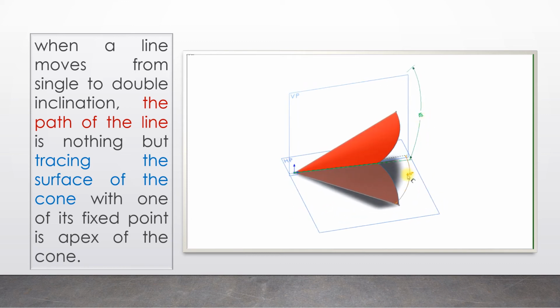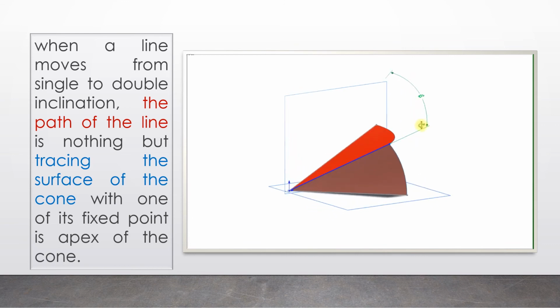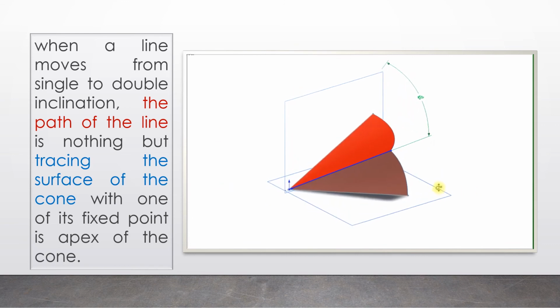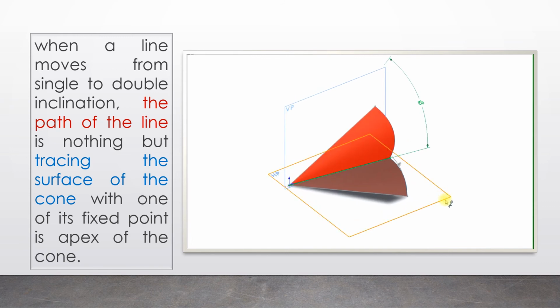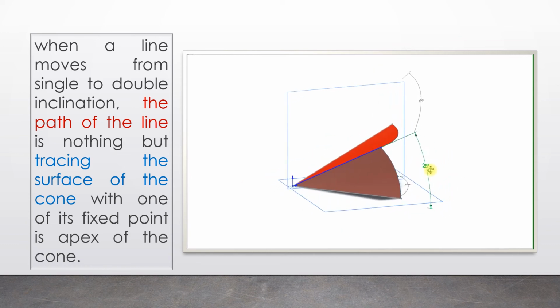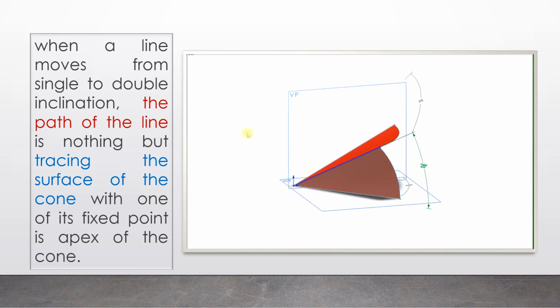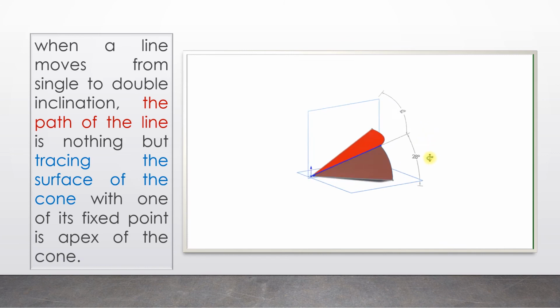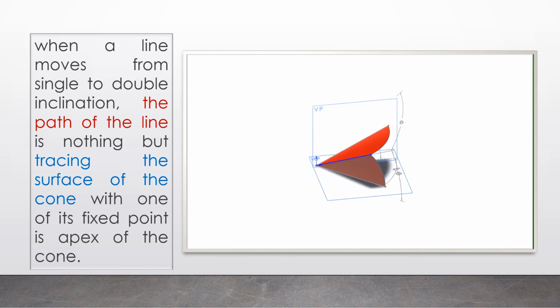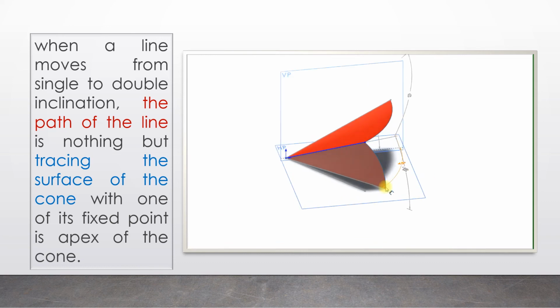So the common generator is inclined to VP at 45 degrees, and this common generator, or the line inclined to both the planes, makes an inclination of 28 degrees with HP. So this is the inclination with HP and that is the inclination with VP. This is the beauty of visualizing the inclination in SOLIDWORKS. So the same thing will be applied whenever a line is inclined to both the planes.